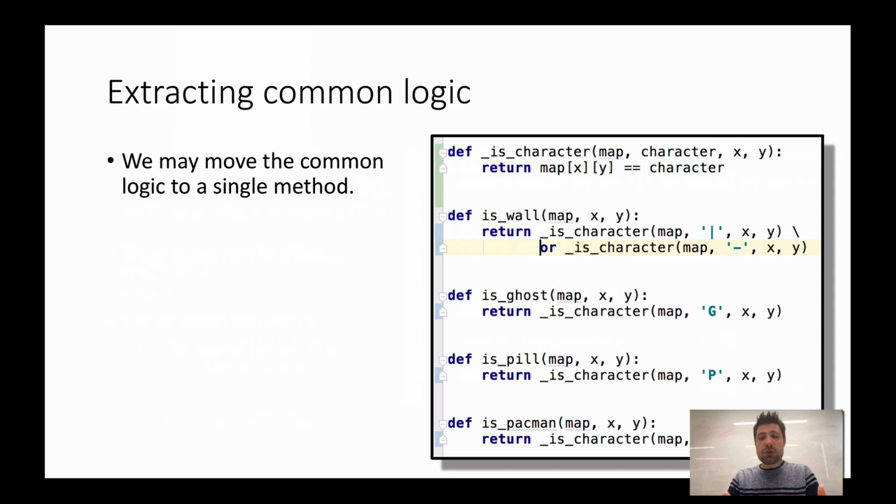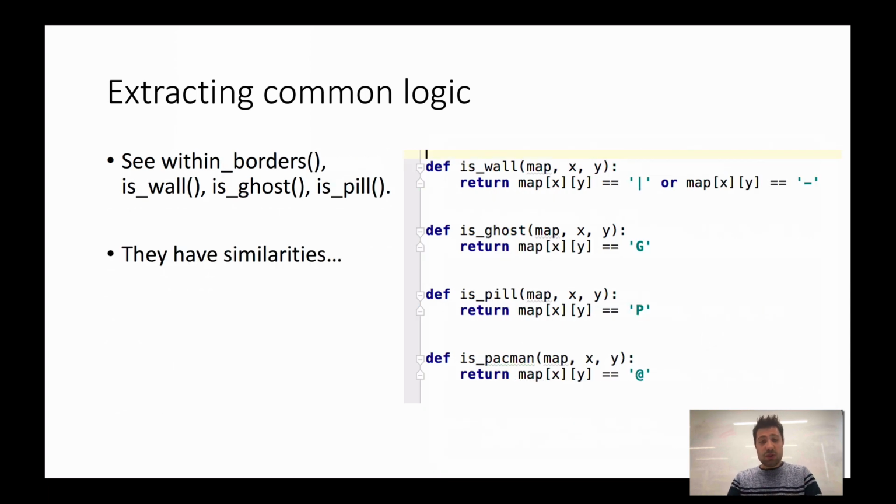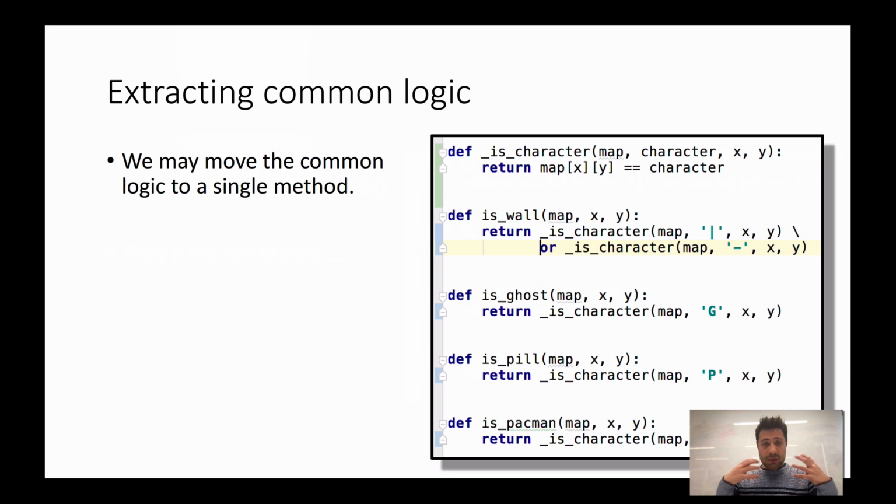Maybe this example is too small, because even the previous code was not that complicated. But try to generalize this to something more complicated. So maybe the common behavior is like 10 lines long, right? And then if you have 4 methods, you're going to have 4 methods with 10 lines long, where 90% is the same. And then the odds, the chances for bugs, just increase. So as soon as you start to observe common logic, extract it to a single method and try to reuse this method in other places of your program.